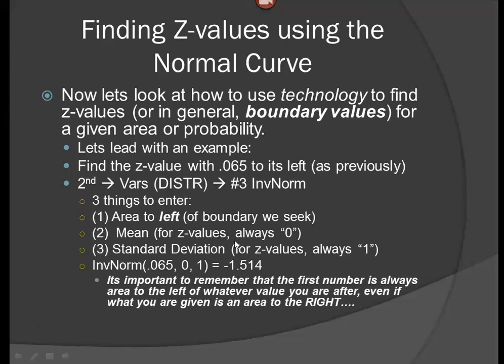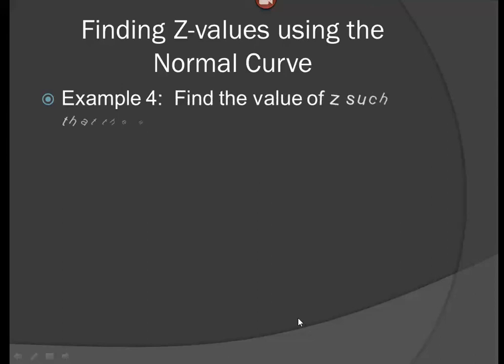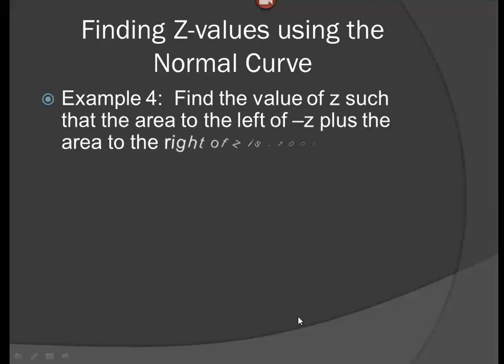It's important to remember that the first number is always the area to the left of whatever value you're after, just like it is on the z-table. Even if what you're given is an area to the right, you need to find out what the area would be to its left. So, taking another example. Here we're going to find the z-value such that the area to the left of the negative z-value, plus the area to the right of the positive z-value is 0.1, or 10%.